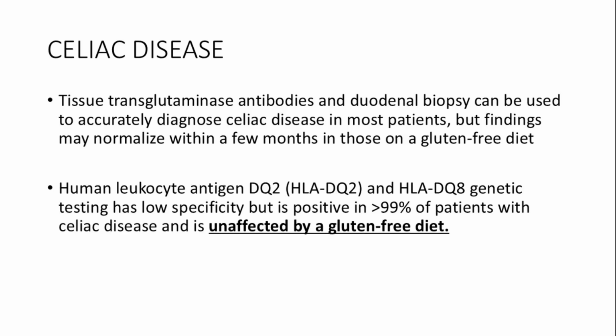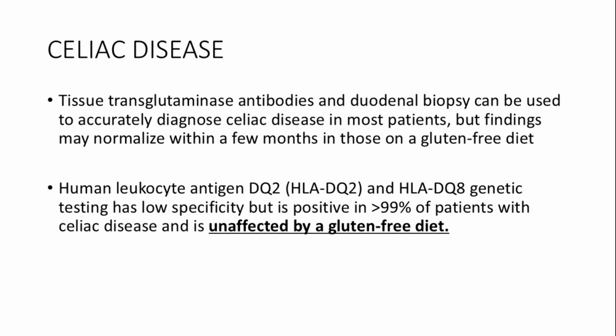Celiac disease is best diagnosed with tissue transglutaminase antibodies, TTG-IgA, and duodenal biopsy. These tests are highly accurate in most patients, but it's important to note that the diagnostic findings, especially serologic markers and histologic abnormalities, can begin to normalize within a few months after starting a gluten-free diet. This is why testing must be performed before dietary gluten is removed.